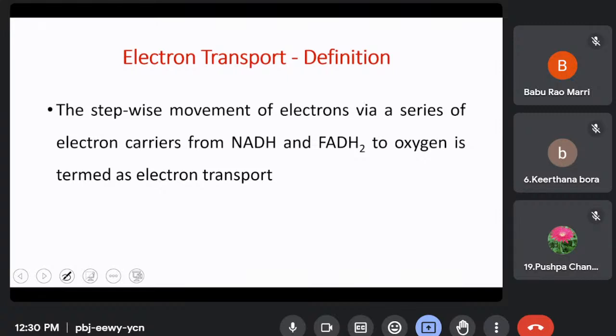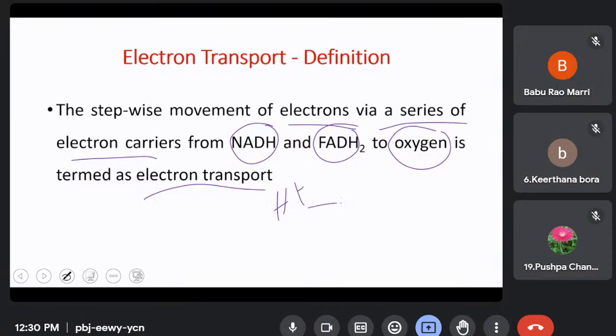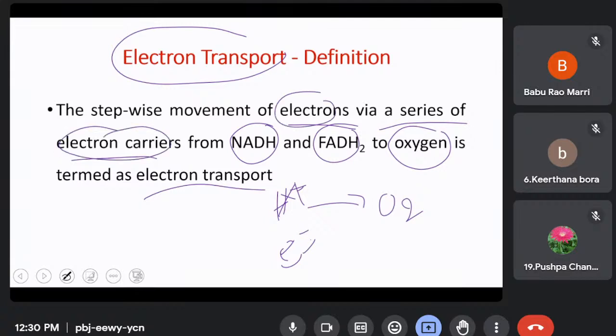So how actually do we define electron transport? The stepwise movement of electrons via a series of electron carriers from NADH and FADH2, ultimately they are transferred to what? To oxygen, is termed electron transport. So whether it is proton or electron, the ultimate receiver is oxygen. So it has to reach oxygen. Here we are referring not to protons; in electron transport we are referring only to electrons. So what is electron transport? It is a stepwise movement of electrons through electron carriers from NADH and FADH2 to oxygen.